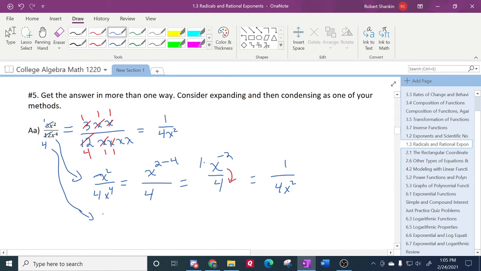Cancel out the 1 and the 4, so we still have that. The 3 and the 12 to get the 4 on the bottom. And we had x to the 12th over x to the 4th. Let me show you another way.